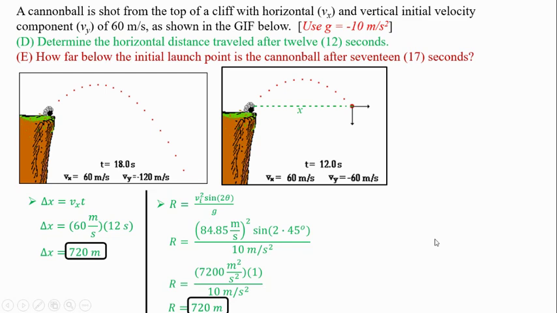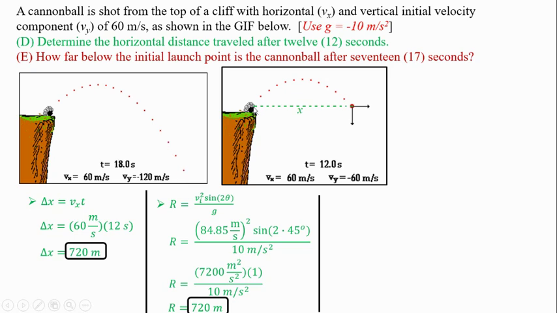Okay, so use whatever strategy you want. Just make sure that you're careful with all your trig and calculator work. All right, let's do part E. Part E asks us how far below the cliff, aka the launch, will it fall after 17 seconds of flight.